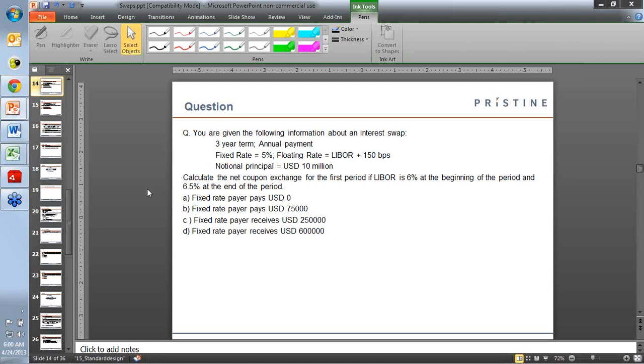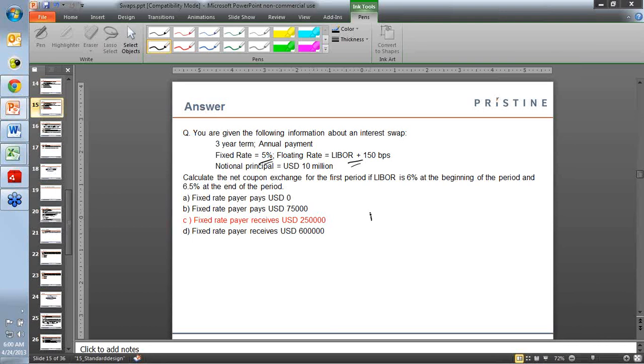Okay, so let's look at the solution. Basically, this is the solution in this case. Okay, so how do we get that? We have a fixed rate payment of 5% and a floating rate of LIBOR plus 1.5%. So we need to calculate the net coupon exchange. That is, what is the overall transaction that will be occurring.